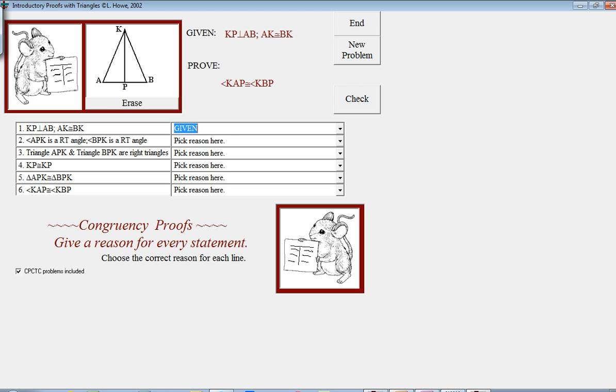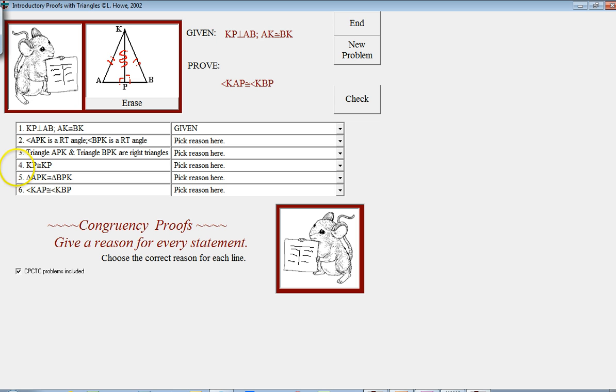And I wonder if this will let us mark KB. Yes, so mark the triangles as you read the givens. KP is perpendicular to AB, that's what gives us the right triangle. AK is congruent to BK, mark that. And we have this reflexive side here, KP is congruent to KP.